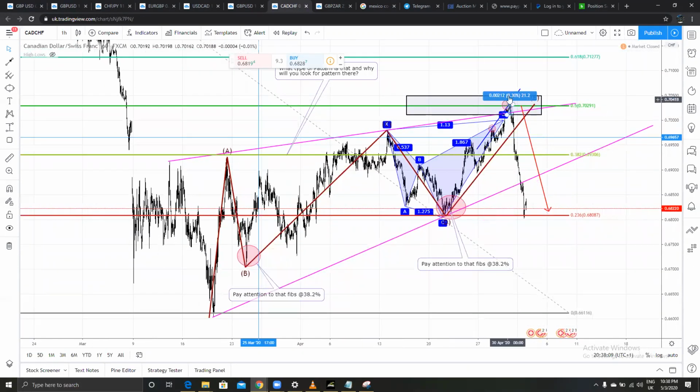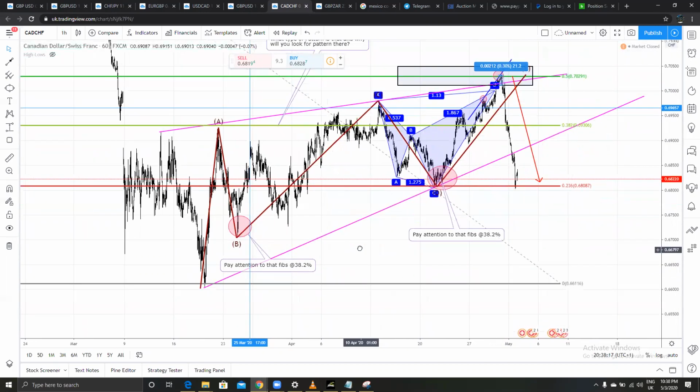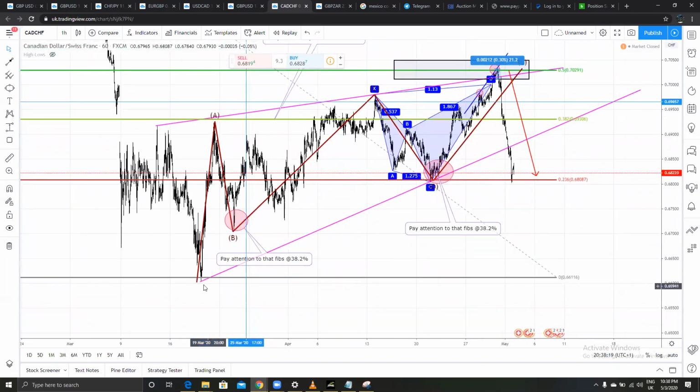We'll be able to get an impulsive move. That's all we're looking for. At the back of this impulsive move now, what do you expect? We're expecting possible continuation because we haven't even gotten down to this low of the pattern. So there's more opportunity over here.